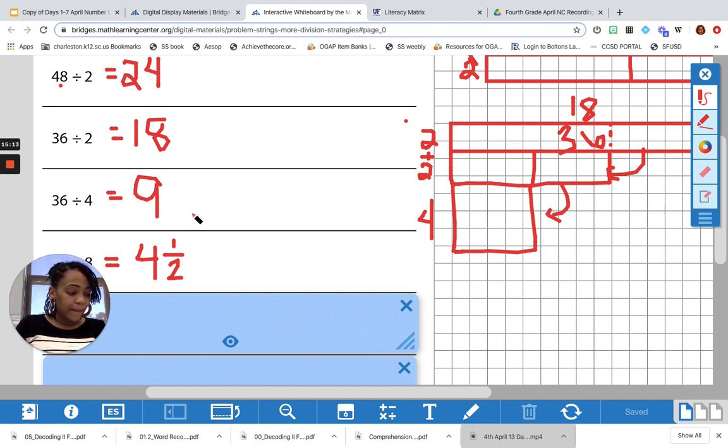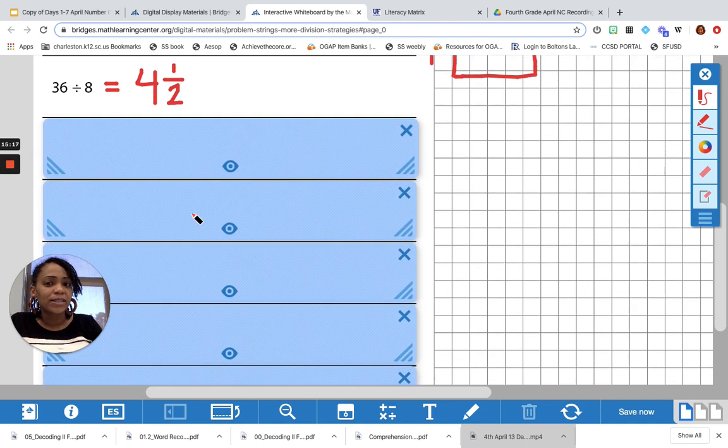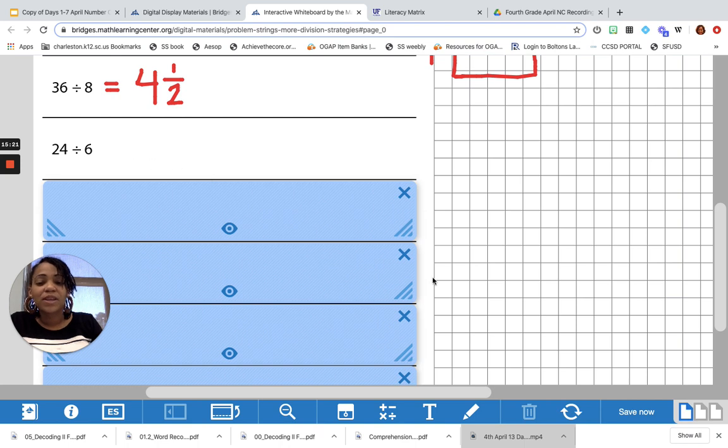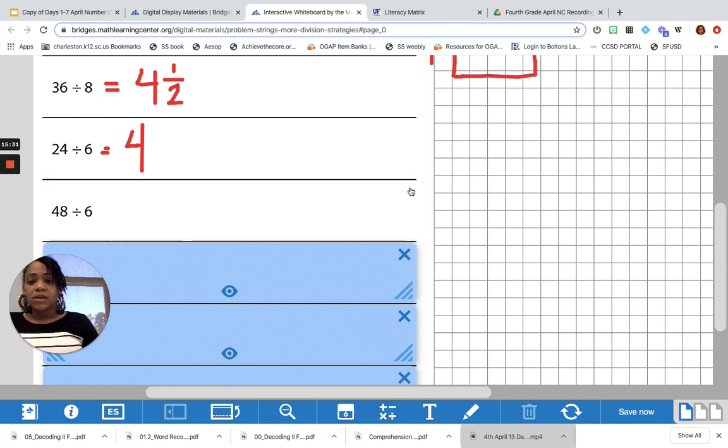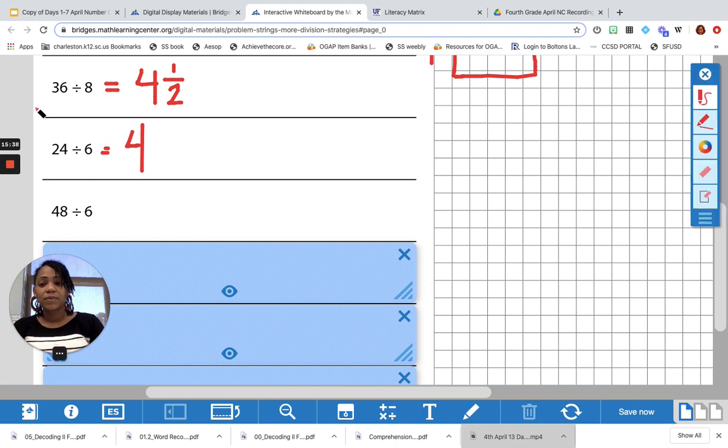Let's see what happens if we mess with our dividend. So that means our starting number is going to change. 24 divided by 6. You guys know it. What is it? Good. 24 divided by 6 is 4, because 6 times 4 is 24. So then I have 48 divided by 6. Oh, how are these numbers related? What did I do here? I doubled 24.